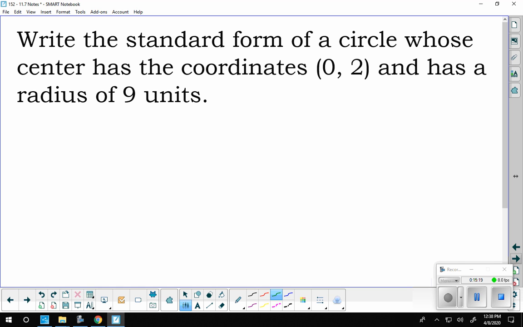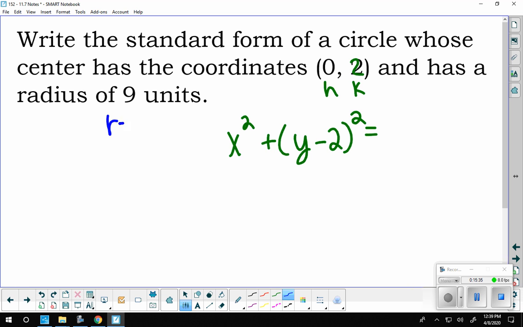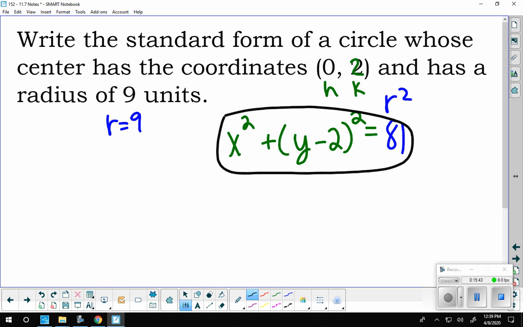All right, we're not adding anything to x, so we can just write x squared. And then since this is +2 for k, we need to do y minus 2 quantity squared. And then my r value is 9, so we need to square that because in my equation it's got to be r squared. So 9 squared is 81. And here's the equation of this circle.